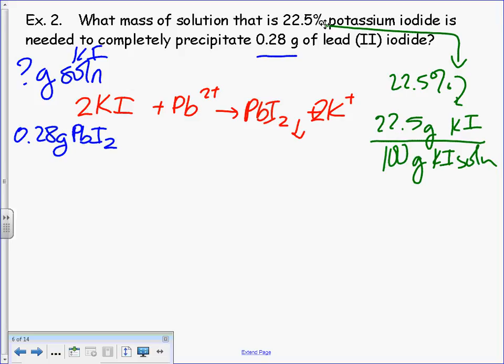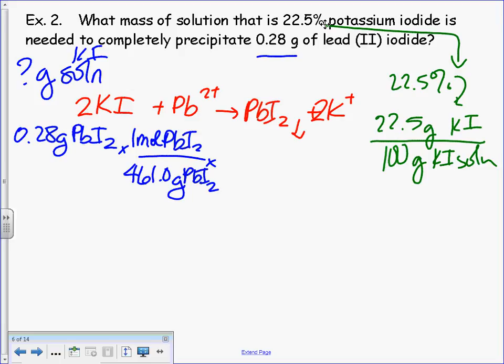So, taking my grams, go where? Okay, so 1 mole of PbI2 weighs 461.00 grams of lead II iodide. Next. What's next? So the mole ratio, yeah? You're going to KI in some way or form. So we got to get rid of this.